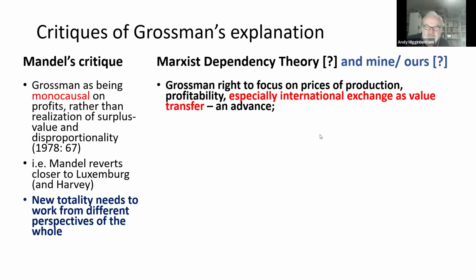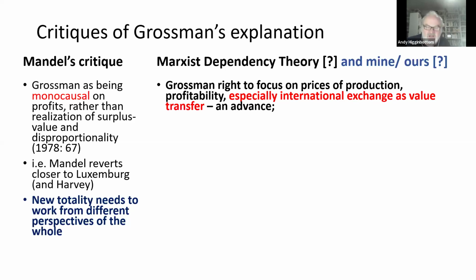critique of Grossman's explanation, really the source of it is Marxist dependency theory. I'm not sure, apart from Marini, how many of the 1970s Marxists had read Grossman. I'm pretty sure Marini had. There's also, to what extent is it also our critique? Certainly mine, perhaps hopefully yours as well, right?